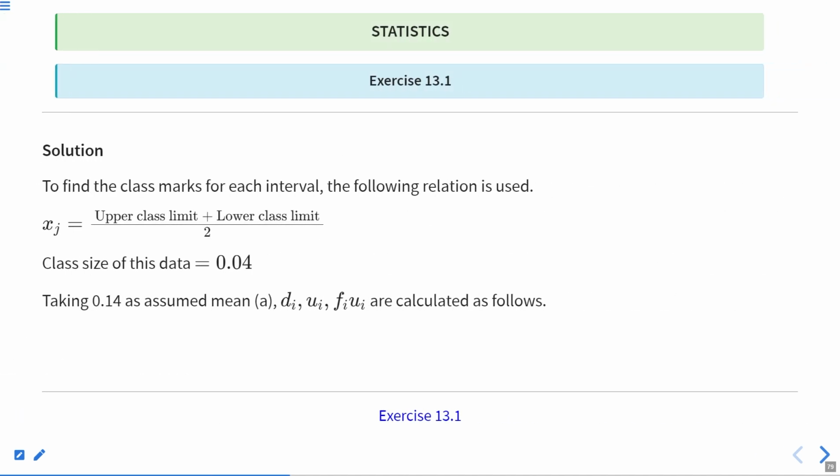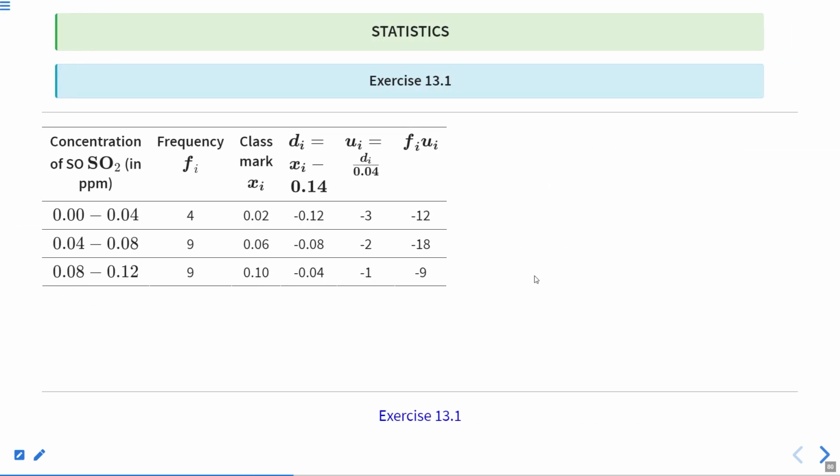To find the class marks for each interval, the following relation is used: xi is equal to (upper class limit plus lower class limit) divided by 2. The class size of this data is equal to 0.04, and taking 0.14 as the assumed mean a, di, ui and fi ui are calculated as follows. For the concentration of sulfur dioxide 0.00 to 0.04, the frequency fi is 4, the class mark xi is 0.02, di is xi minus 0.14, that is minus 0.12, ui is equal to minus 3, and fi ui is minus 12.